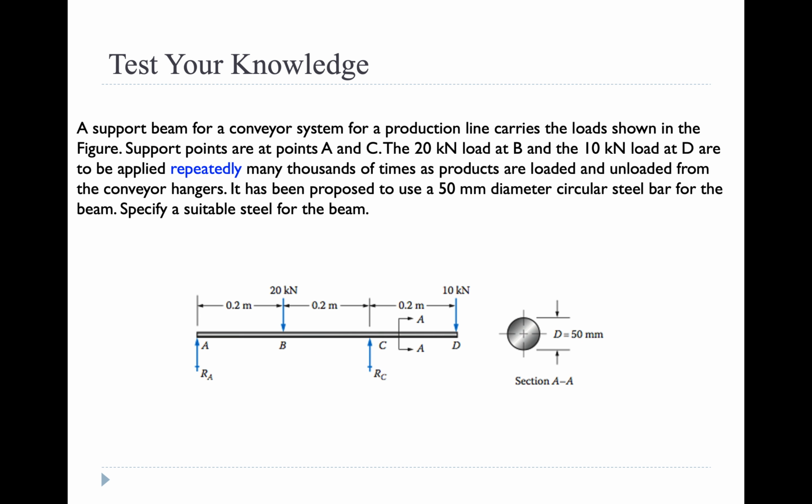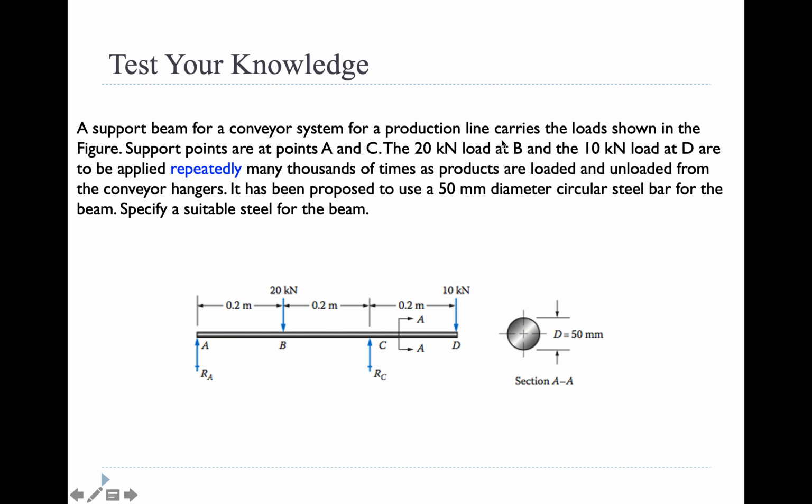There's another Test Your Knowledge, in which there's a beam. It's simply supported. There's some reaction here, reaction here. The cross section this time is now a circle. It's a cylinder used for a conveyor system for some production line that carries the load shown in the figure. Supports are at A and C. This 20 kilonewton load at B and the 10 kilonewton load at D are to be applied repeatedly.